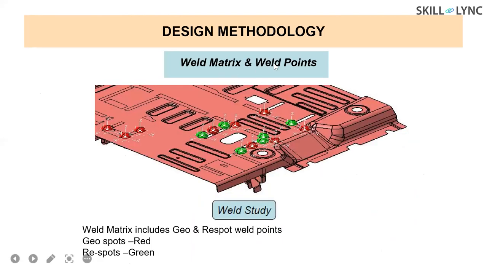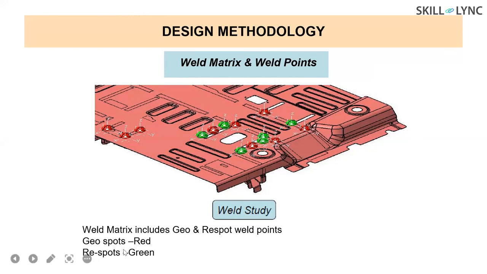So next one, weld matrix or weld points. Consider we should talk about geo spots, right? Consider I'm going to do spot welding over this region. I'll have a green color as well as a red color, right? The red colors are my geo spots, where spot welding is performed first at these particular red points. I can't do spot welding for all the locations at the same time, because I want to hold the component in place.